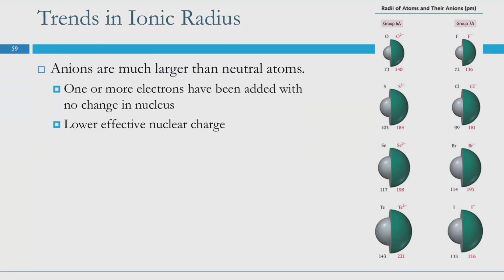For ionic radius with anions, anions are much larger than neutral atoms. We're adding electrons. And we have a lower effective nuclear charge, since there's more negatively charged electrons, there's more electrons counteracting the positively charged force in the nucleus.